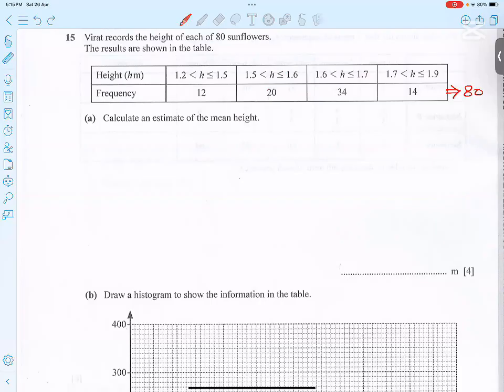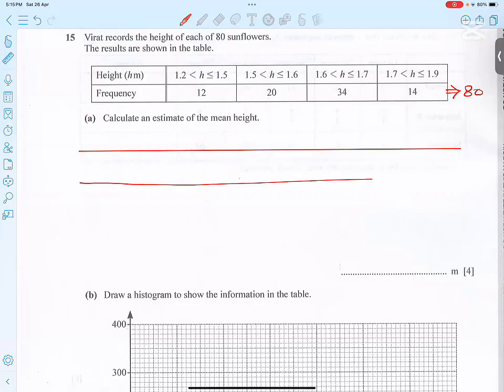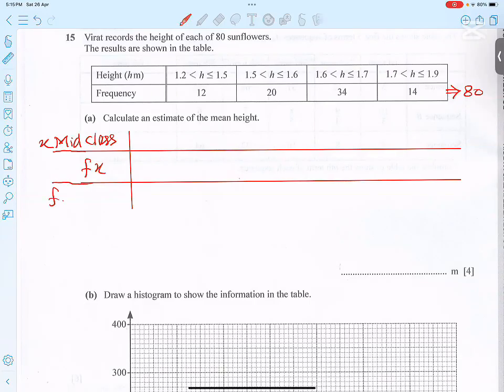So what will I do? I have two choices. I will make two extra columns. Sorry, not 2, I will make 3 columns. What is the logic behind it? The logic is for the histogram, I will do the same time. So look carefully now. Here I'm writing mid-class, represented as x. Second column title is fx. And the third title is f.d, frequency density, frequency by class width.